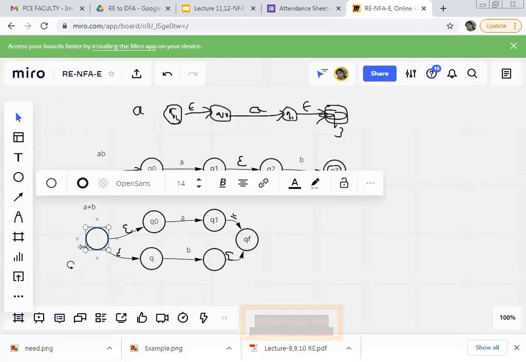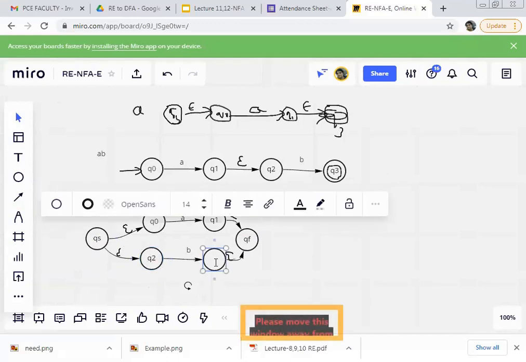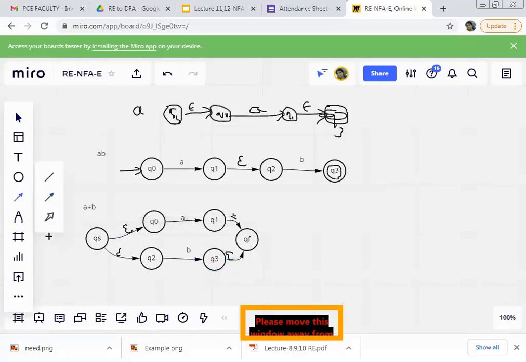Okay, so I'll now name it QS, Q0, Q1, Q2. The naming need not be in the same order. You can have anything. You can even write A, B, C, D, E, F, or 1, 2, 3, 4 also. There is no need that it should have the same order and same naming. You can have any. Is this clear?